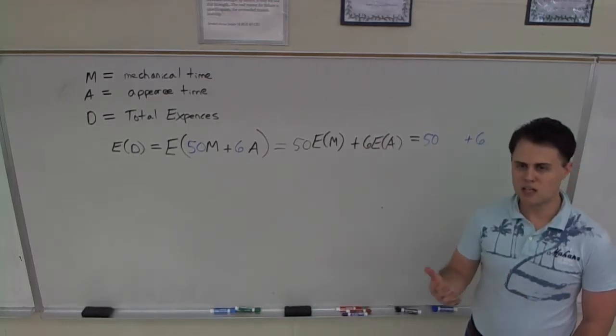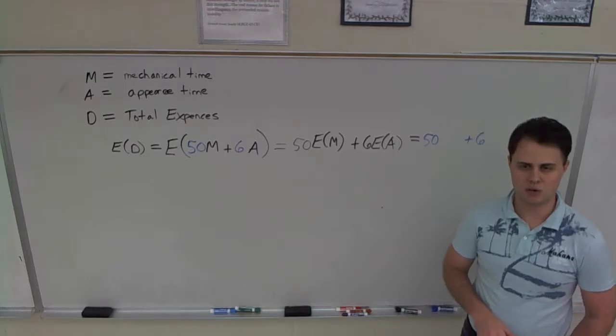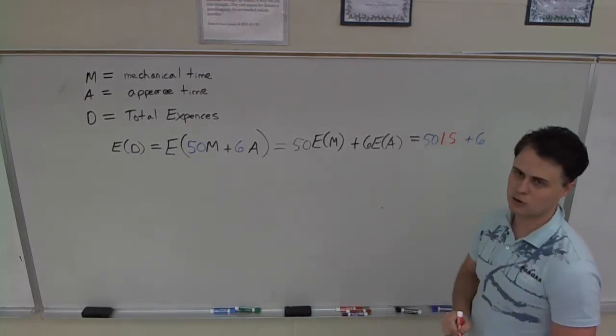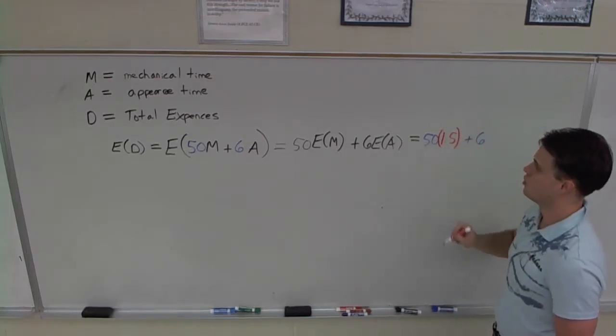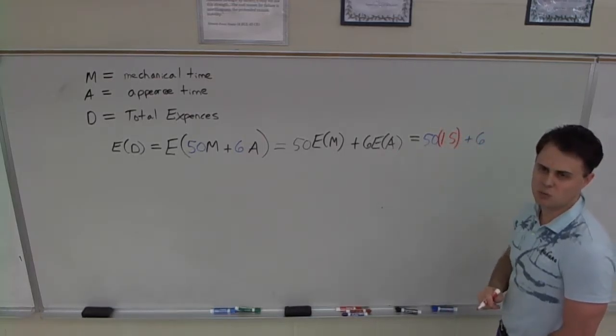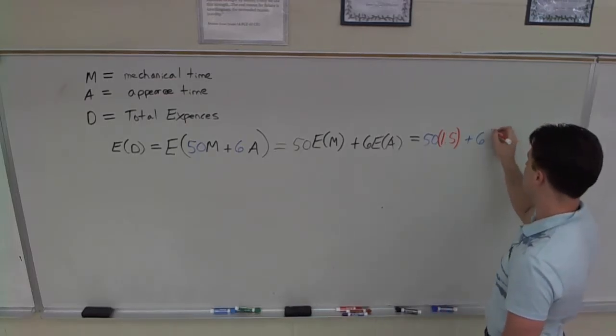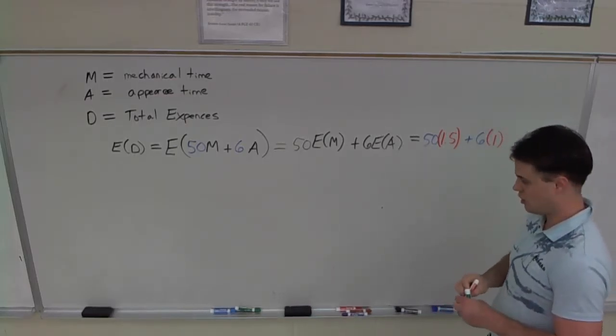So it was 90 minutes. What is that in hours? 1.5 hours. Expected appearance time spent was 60 minutes. What is that in hours? 1. You've got to be consistent on things like that. But that's it for this one.